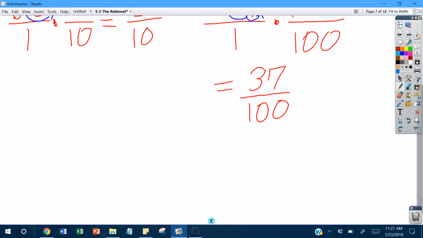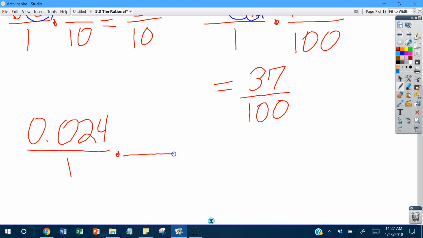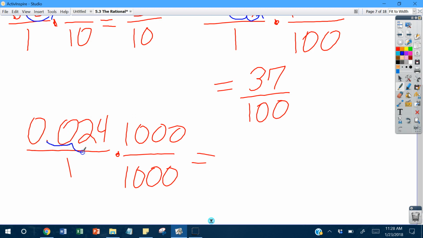This third one is 0.024, which I'm going to work out the same way. I'm going to write it over 1 first, and then pick a number divided by itself that will make this 0.024 a whole number, or an integer. It could be positive or negative, so let's call it an integer. So if I multiply it by 1,000 over 1,000, then I end up moving the decimal in 0.024 3 places, 1, 2, 3, and that gives me 24 in the numerator and 1,000 in the denominator.